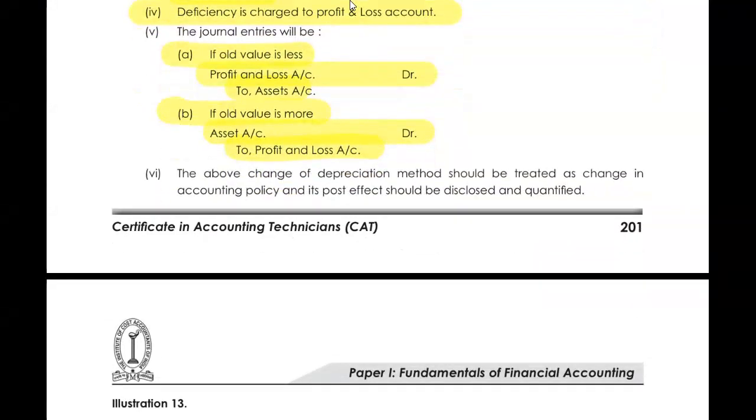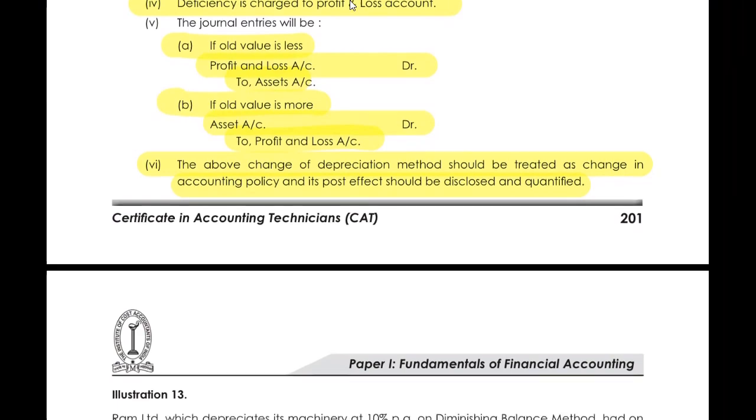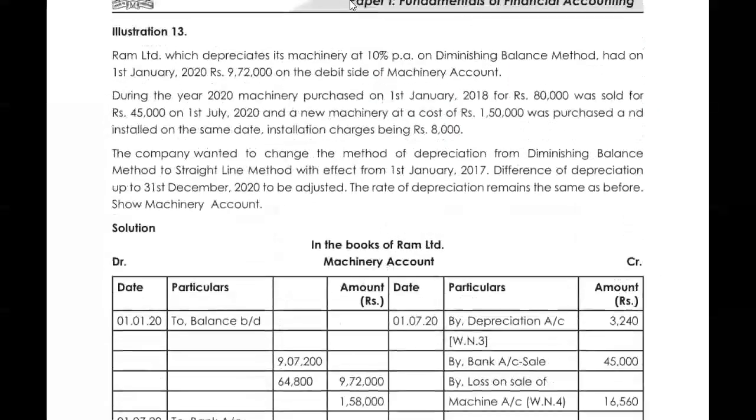The above change of depreciation method should be treated as a change in accounting policy, and its effect should be disclosed and quantified. That means it needs to be disclosed in our notes to the accounts and to the shareholders who are reading the financial statements. Okay, so that is the presentation-wise treatment.